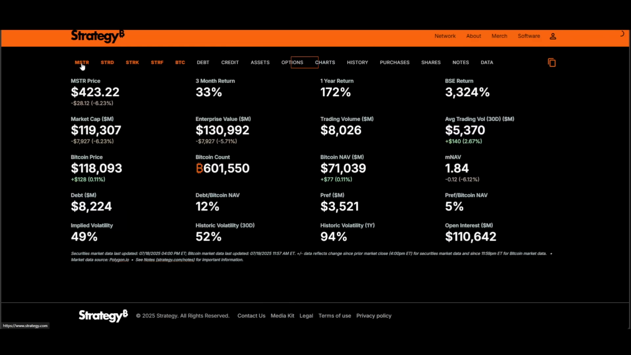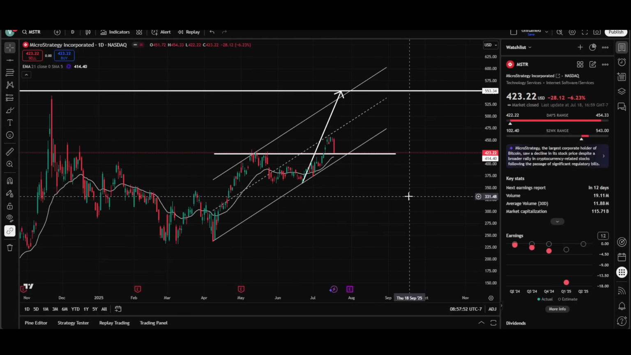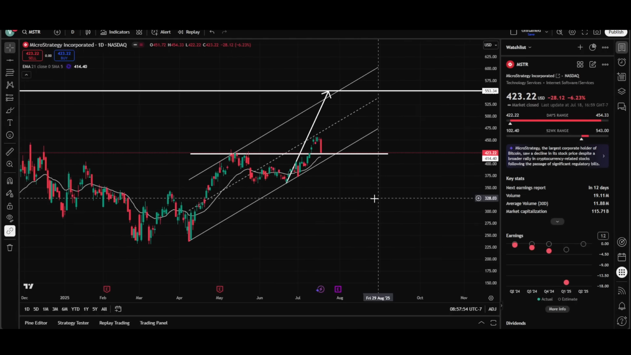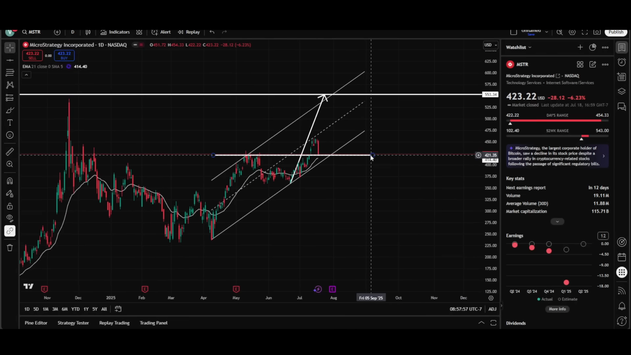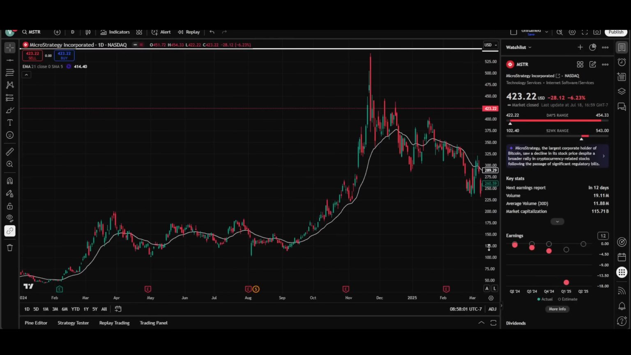Let's take a look at the holdings. Should be somewhere right around here, 601,550. I'm betting they bought this last week, and they'll really reveal it on Monday. So I'm pretty sure they bought some more Bitcoin. But other than that, it's just a pullback right at the breakout zone, similar to what happened right over here.